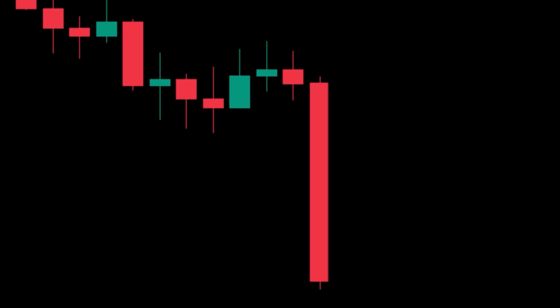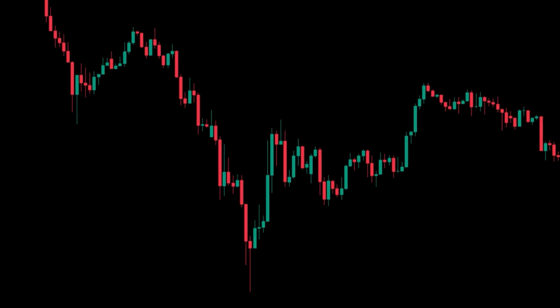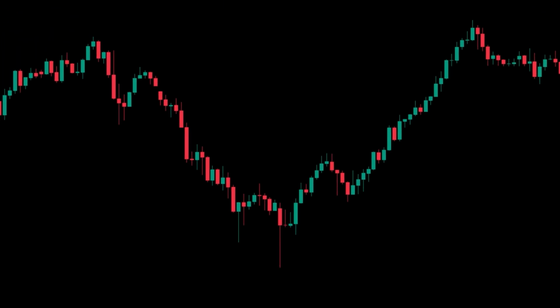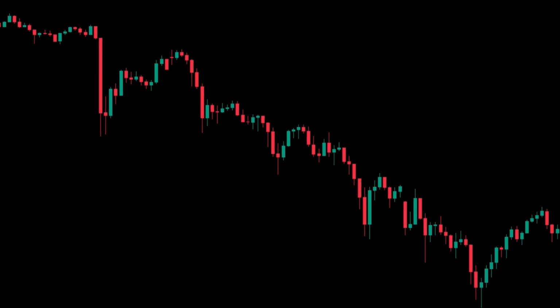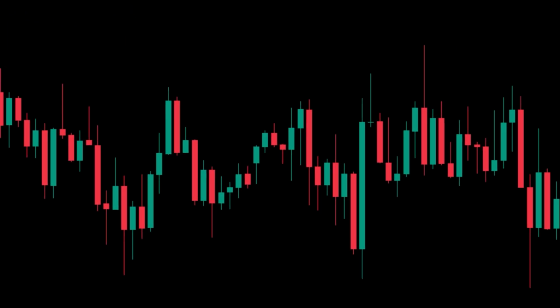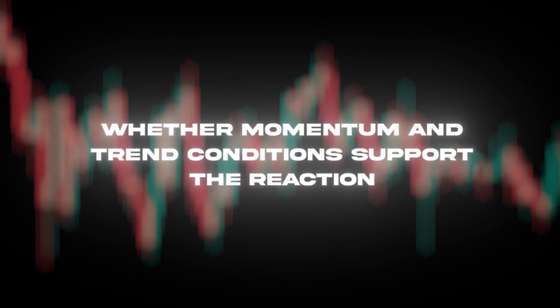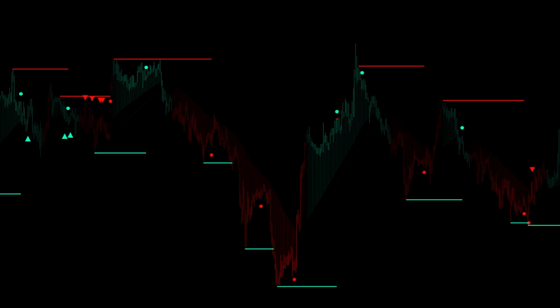Most traders think every liquidity sweep is a reversal. Price takes a high, price takes a low, then they immediately enter against the move. But that's not how liquidity actually works. Sometimes a sweep creates a reversal, sometimes it creates continuation, and sometimes it means absolutely nothing. The real question is whether momentum and trend conditions support the reaction. That's exactly what this indicator helps answer.